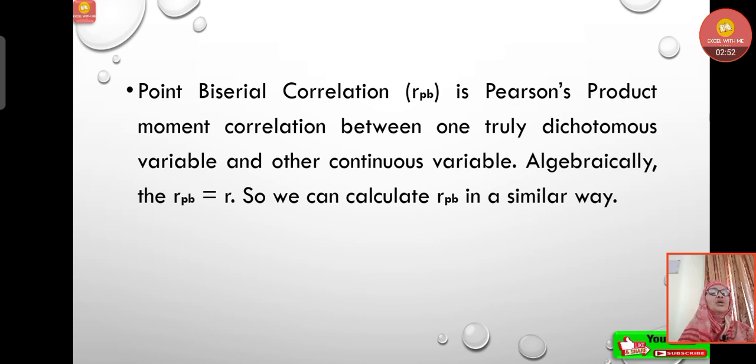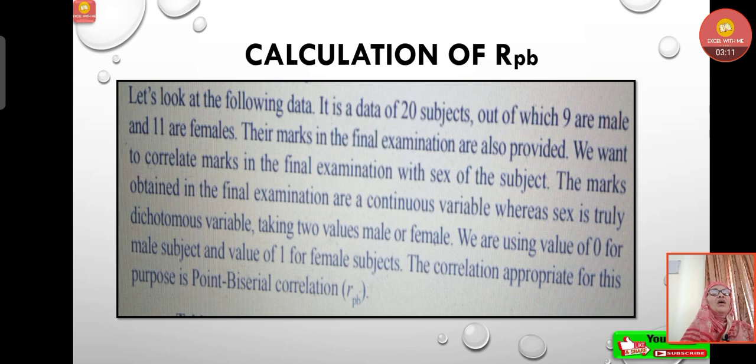Now point biserial correlation is Pearson's product moment correlation between one truly dichotomous variable and another continuous variable. Algebraically, the rpb is equal to r, so we can calculate rpb in a similar way. Now, how do we calculate rpb? Let's look at the following data. It's data of 20 subjects, out of which 9 are male and 11 are females. Their marks in the final examination are also provided. We want to correlate marks in the final examination with sex of the subject.